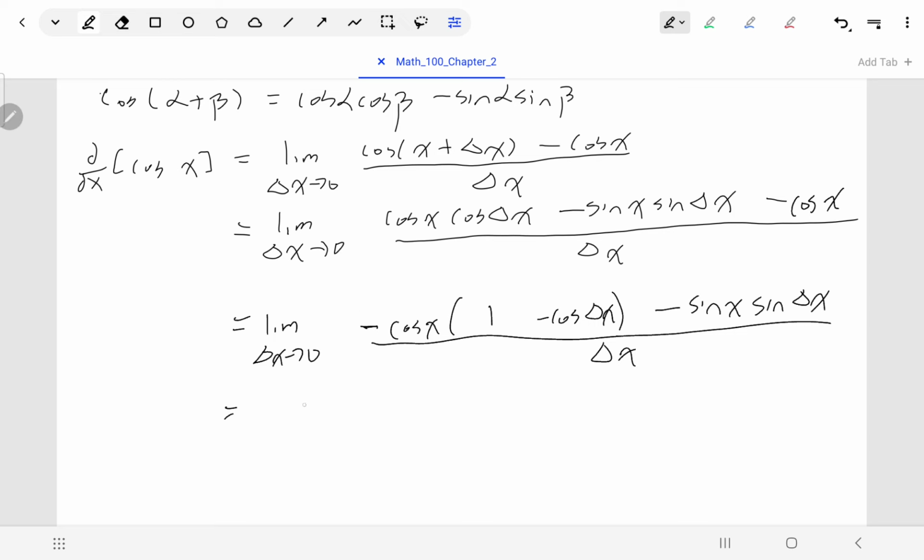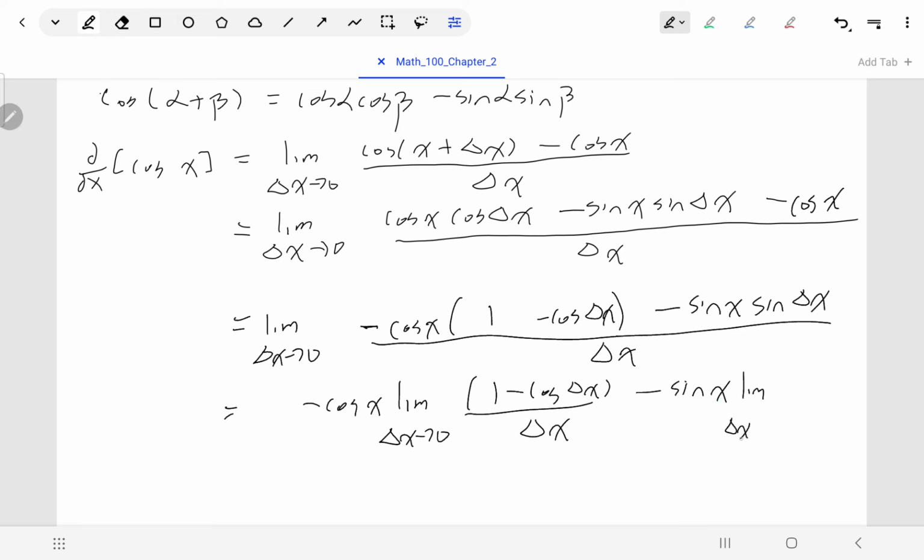So we'll have minus cosine of x, limit delta x goes to 0, of 1 minus cos delta x over delta x. And then for the second part of it, again, sine of x is going to be treated essentially as a constant. So I'll have minus sine x times my limit, delta x goes to 0, of sine delta x over delta x.